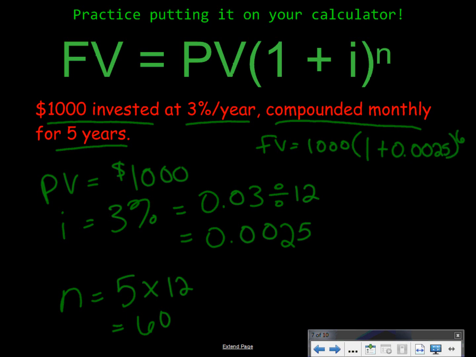Okay, let your graphing calculator or scientific calculator do the work. 1,000, bracket, 1 plus 0.0025, bracket, the exponent 60. And I get future value is equal to $1,161.62. So in 5 years, I've made $161.62 in interest. Okay? That's awesome.